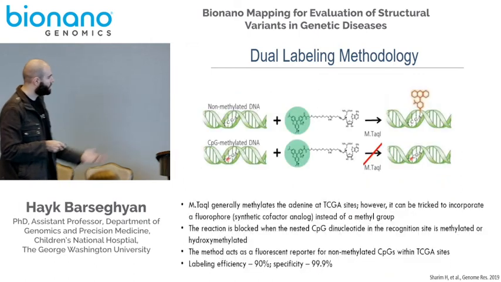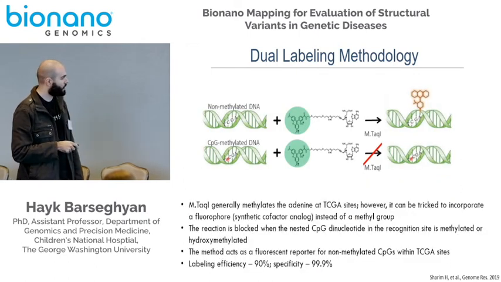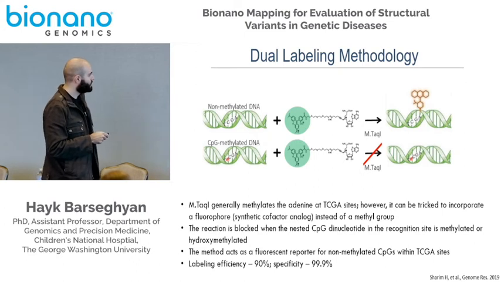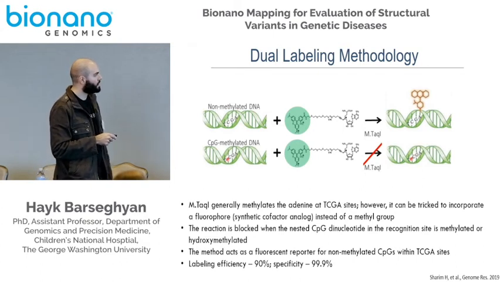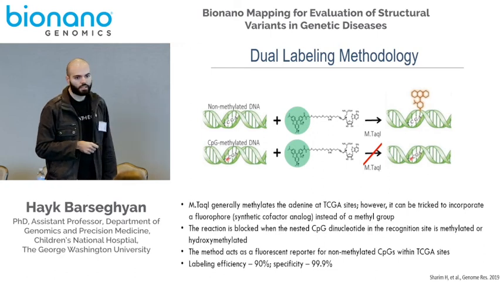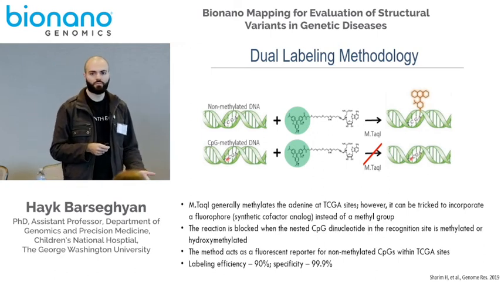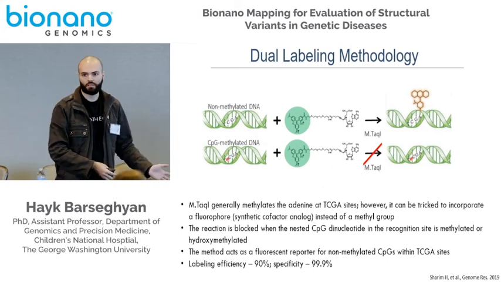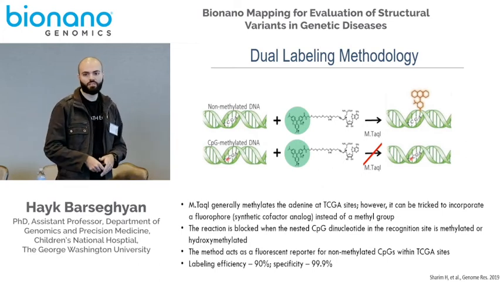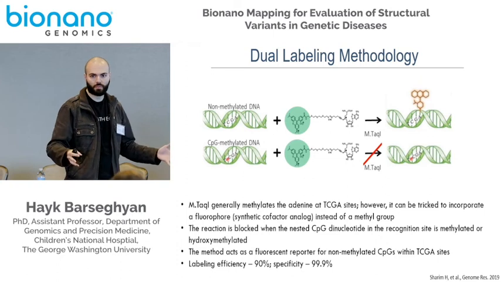Again, showing exactly how it works: if in this TCGA sequence there is no methylation on the C, then this fluorophore, which is the green color, is added to the adenine. And if it's methylated, then this reaction doesn't proceed. So it's an indirect way of measuring methylation where you actually measure hypomethylation rather than methylation. So anytime you see a green label, it's actually showing that the region is hypomethylated rather than methylated.